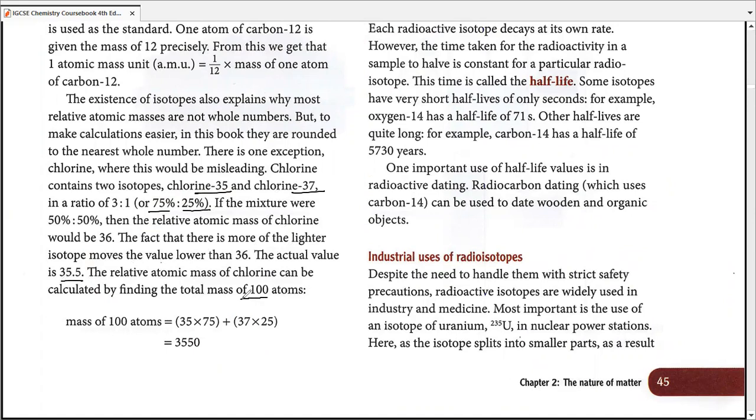We assume that we are going to take mass of 100 atoms. So we take the mass of first isotope, multiply it with its abundance, add it to the mass of second isotope, multiply it with its abundance, so on and so forth. We'll do the same with the rest of the isotopes. We get the answer. It's for 100 atoms. So divide this by 100, and there you go. You'll get your answer of 35.5.